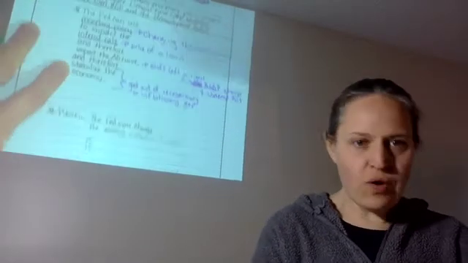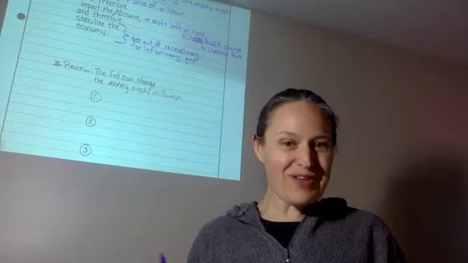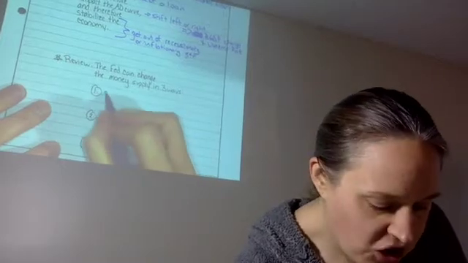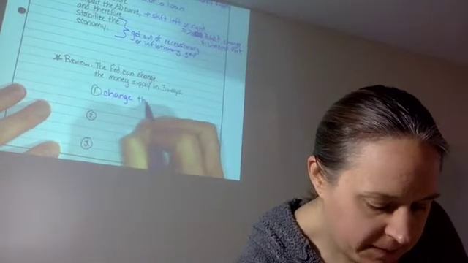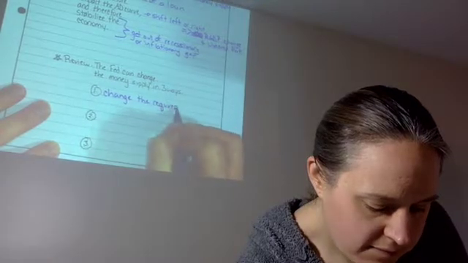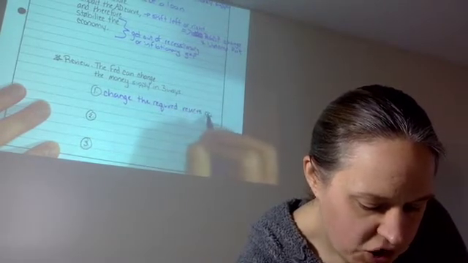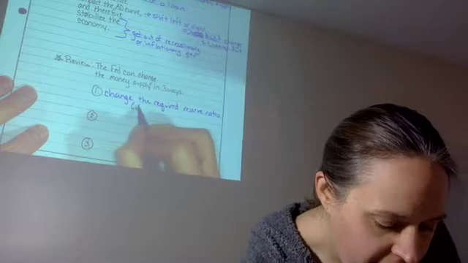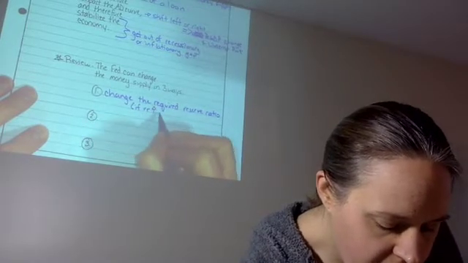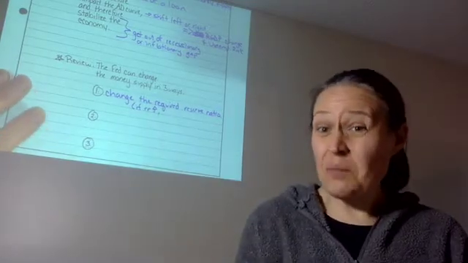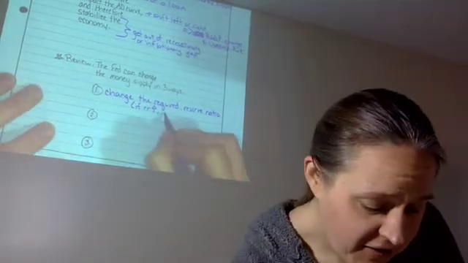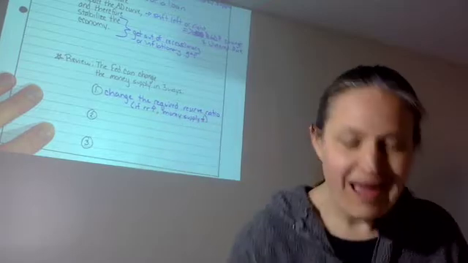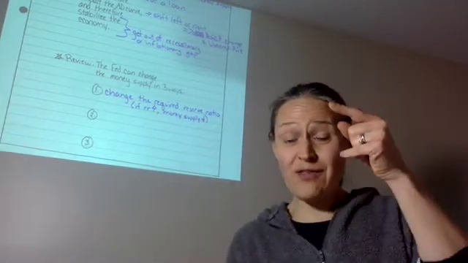All right, a little bit of review from our last module. The Fed can change the money supply in 3 different ways. Just a reminder, they can change the required reserve ratio. They can make it go up or down. Remember, if the required reserve ratio goes up, the banks have to hang on to more of that money. They can't loan out as much of that money. So therefore, the money supply goes down. The opposite is true: if the required reserve ratio goes down, the money supply goes up.